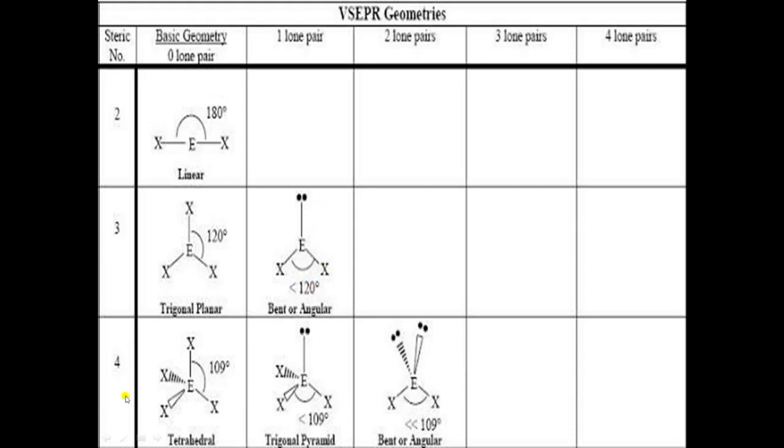Okay. Now next one is when electron pairs are 4. When there are 4 electron pairs, we will take first case when there is no lone pair. Okay, that means 4 bond pairs are present here. So these 4 atoms will arrange themselves in this way. Okay, 1 bond is present here and 3 bonds are present here. Repulsion between them is minimum. Angle between these two bonds is equal to 109 degree. And this geometry is known as tetrahedral.